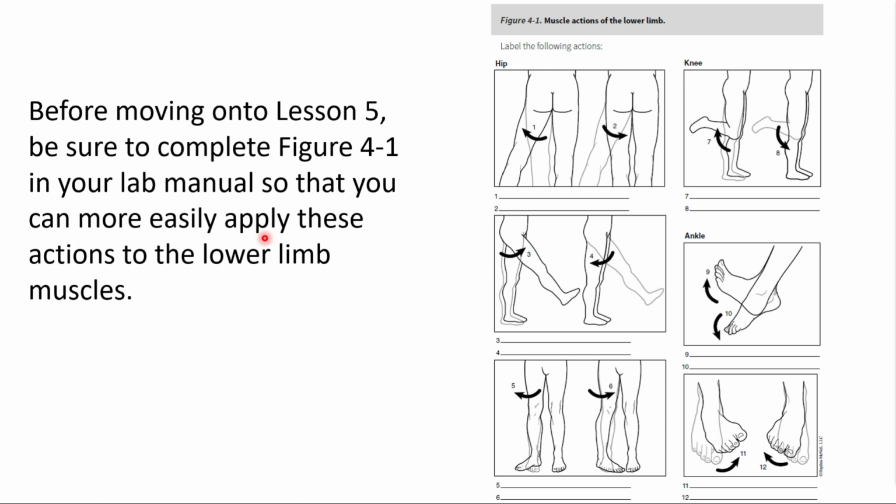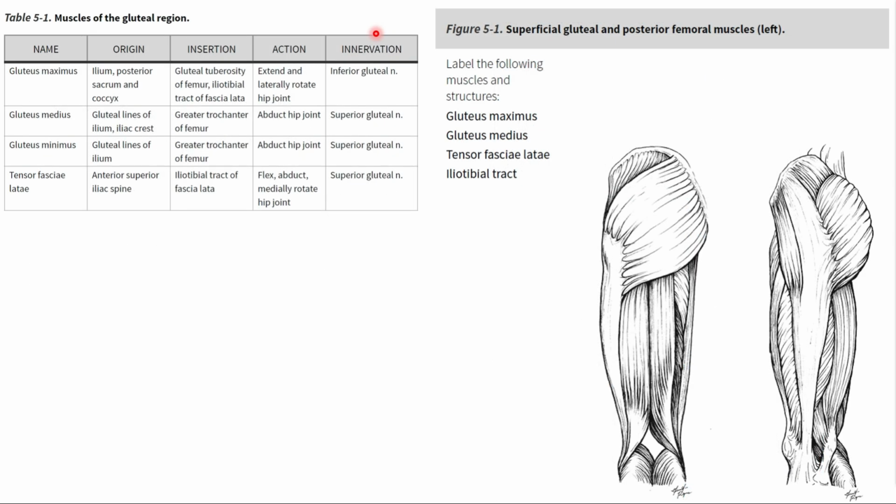So before you move on to lesson 5, make sure that you've completed figure 4.1 in your lab manual, so that you can more easily apply these actions to the specific lower limb muscles. Now, as we go through the muscles of the lower limb in the model today, we will primarily be following the outline that's present in your lab manual, which groups muscles by their location. So for example, the very first figure in this section is going to be muscles of the gluteal region. And specifically looking at the superficial gluteal and posterior femoral muscles.